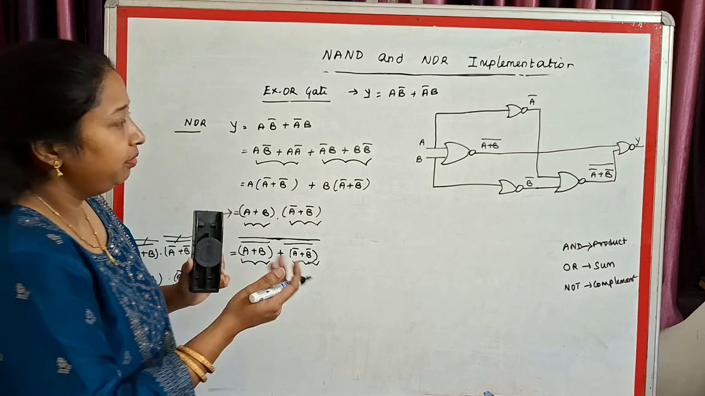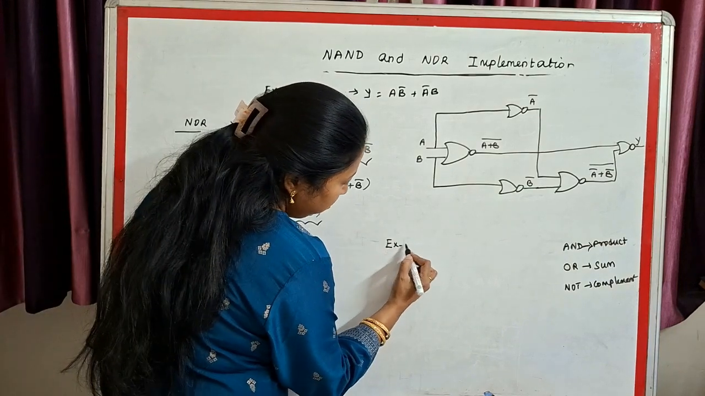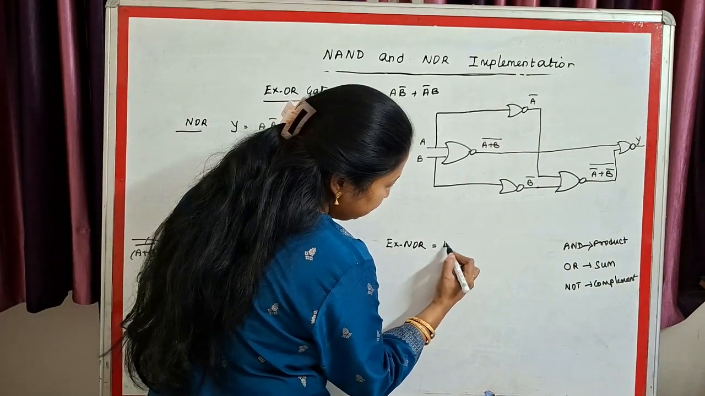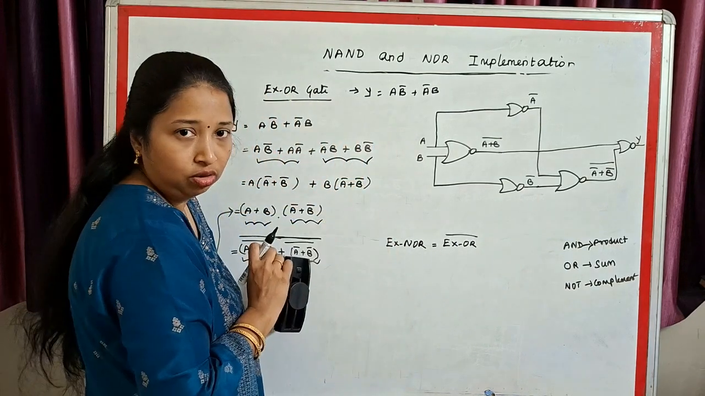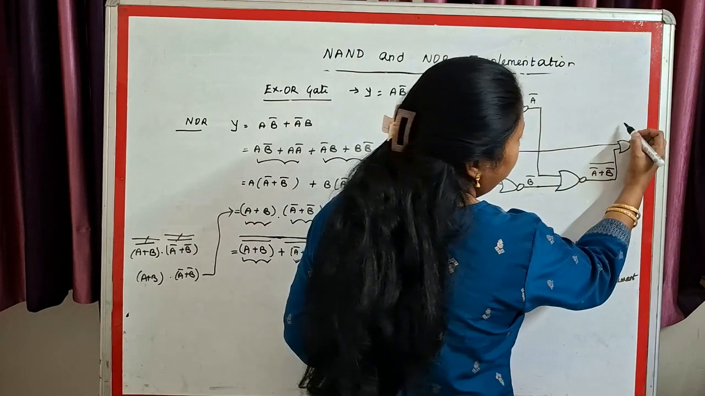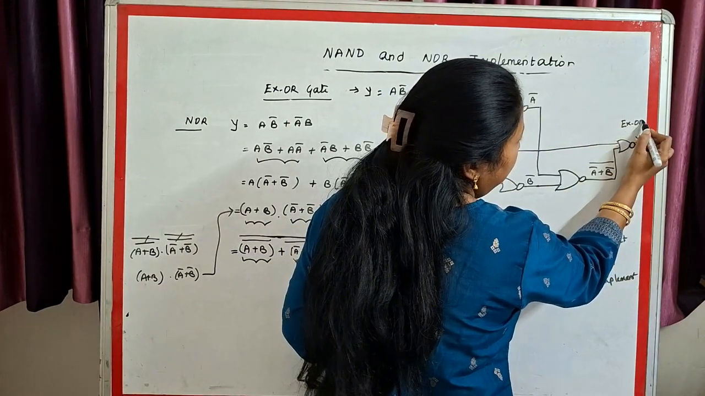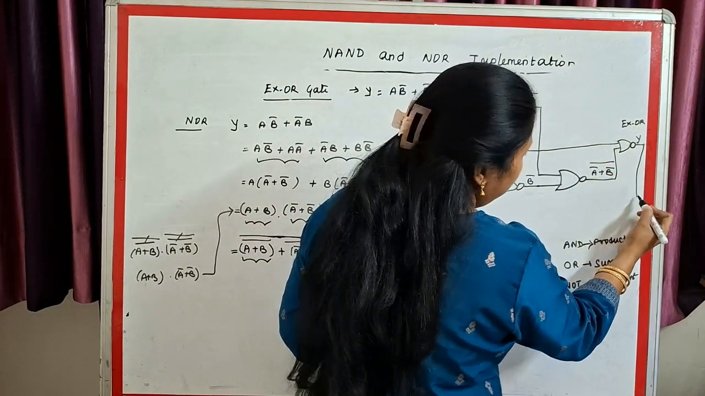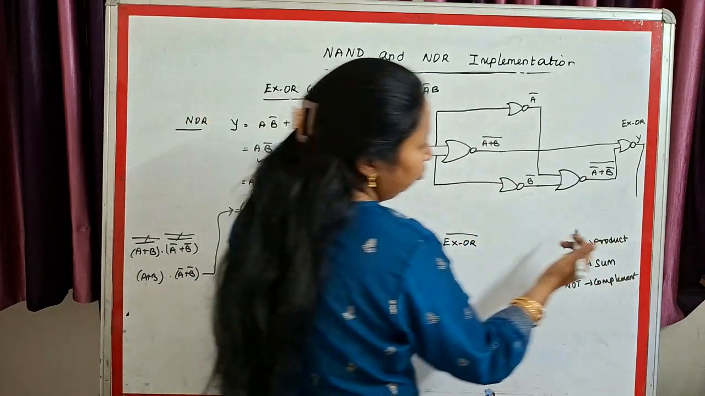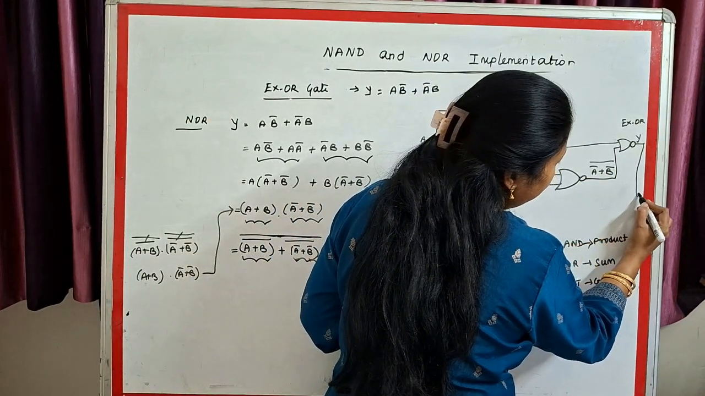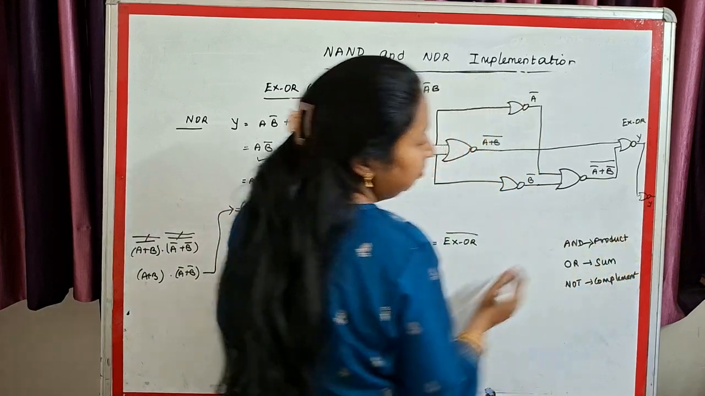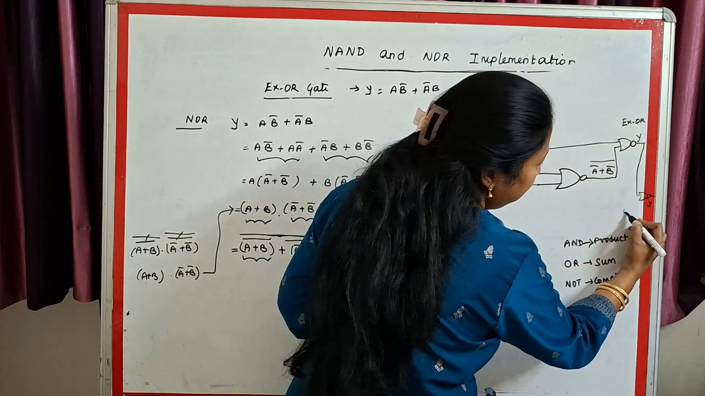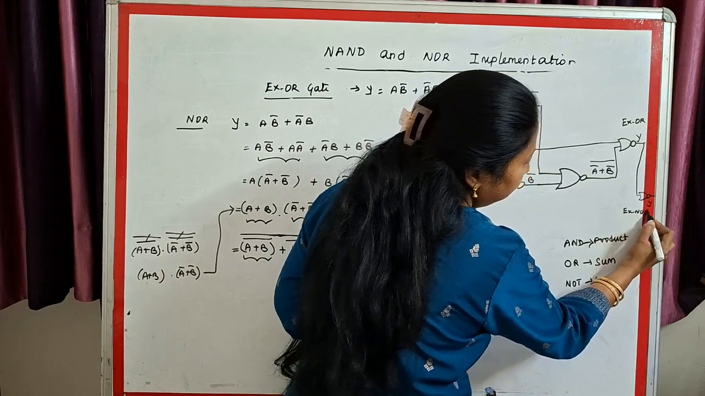Fine. In a similar way, for XNOR gate. XNOR gate is nothing but the complement of XOR gate. So this is the output of a XOR gate. If I want to find the XNOR gate, what do I do? I'll give this output to another NOR gate. So this will be my XNOR gate. This is going to be my XNOR gate.